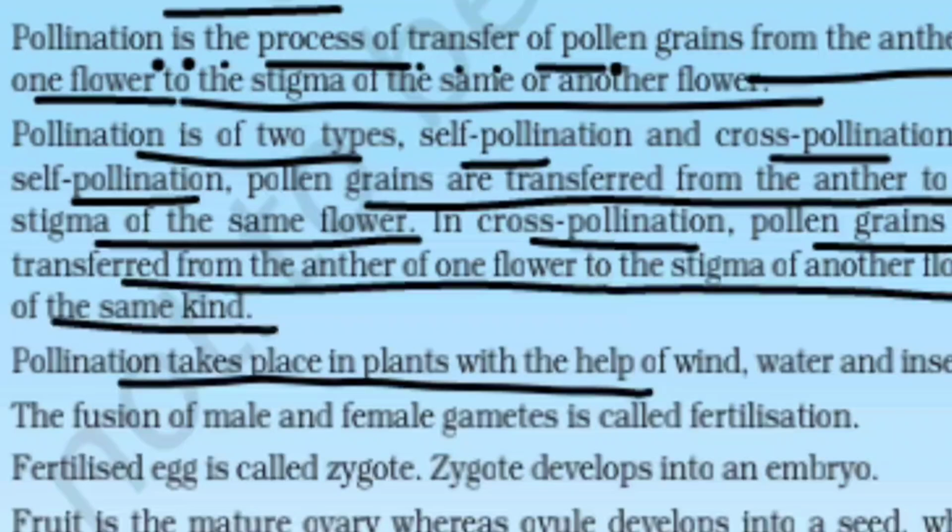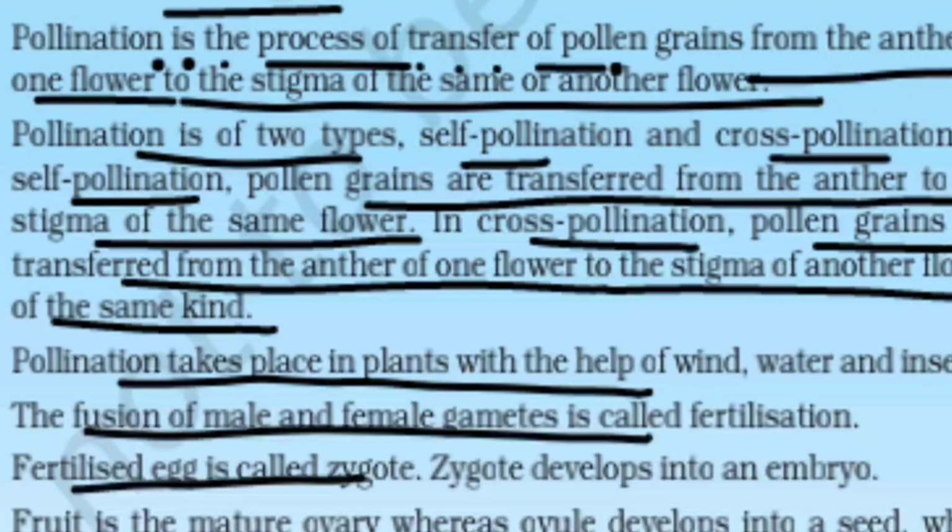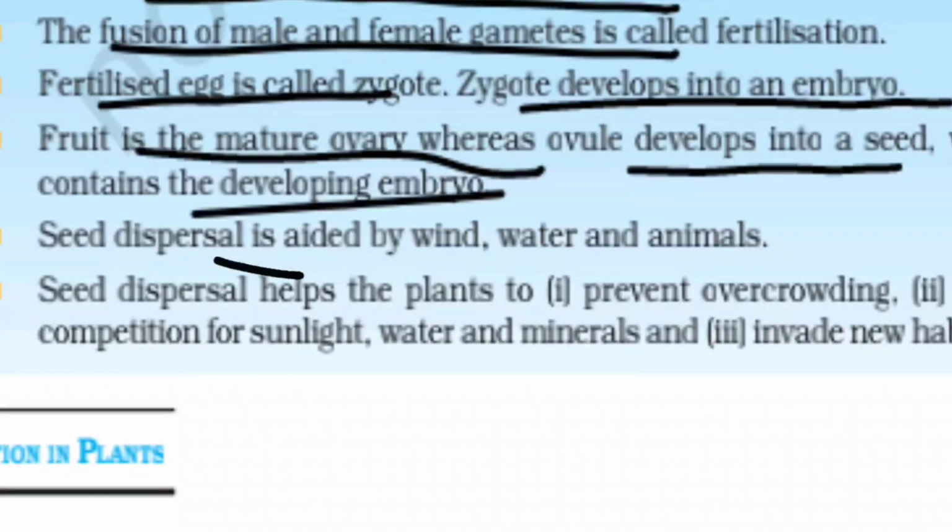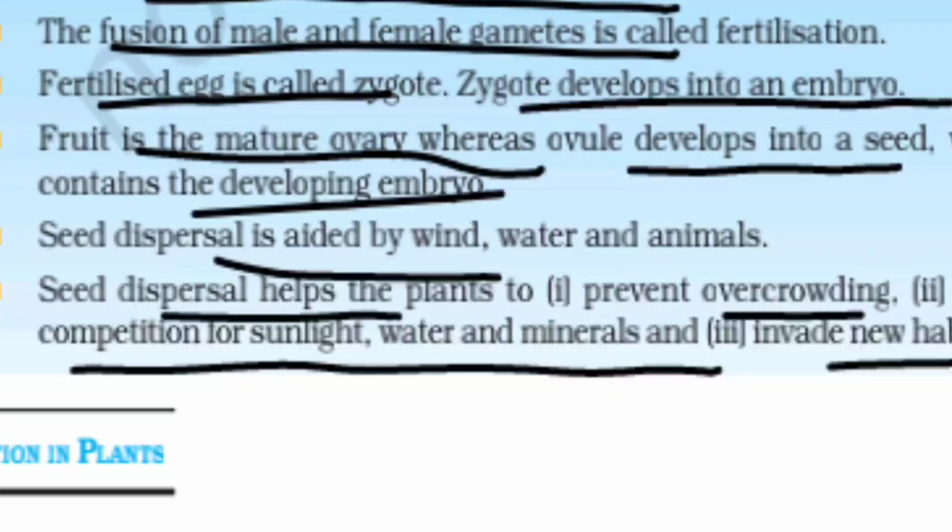The fusion of male and female gametes is called fertilization. The fertilized egg is called a zygote. The zygote develops into an embryo. Fruit is the mature ovary where the ovule develops into seeds, which contain the developing embryo. Seed dispersal is aided by wind, water, and animals. Seed dispersal helps the plants to prevent overcrowding, avoid competition for sunlight, water, and minerals, and to colonize new habitats.